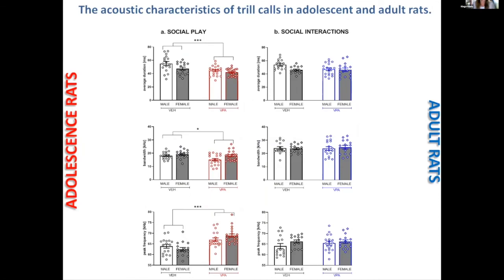Then we looked closer at the acoustic characteristics of emitted trills, and we observed that juvenile rats exposed to VPA emitted trills of higher peak frequency, of shorter duration, and their trills were not as complicated as those emitted by normal rats. Given that trills are emitted mostly before social contact, their higher number and aberrant characteristics may suggest that those trills weren't able to induce proper engagement in social play behavior in VPA exposed rats. We did not see any of these changes in adult rats.